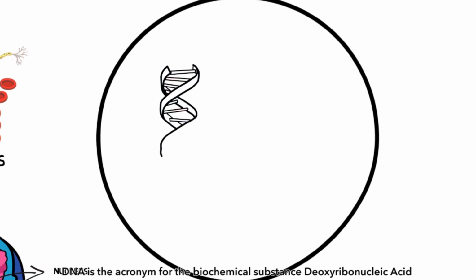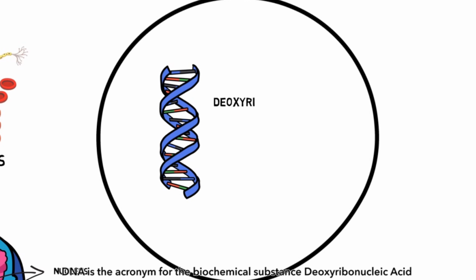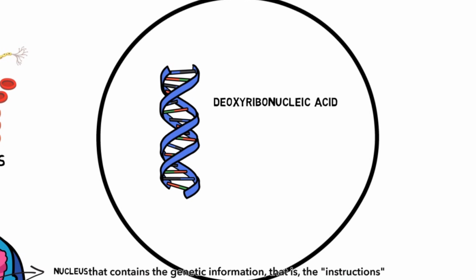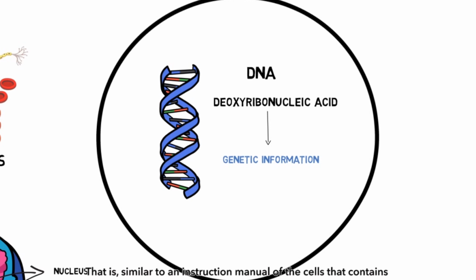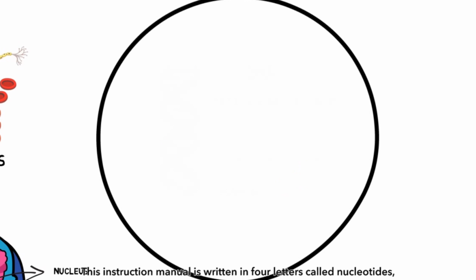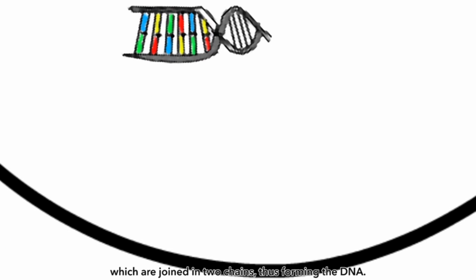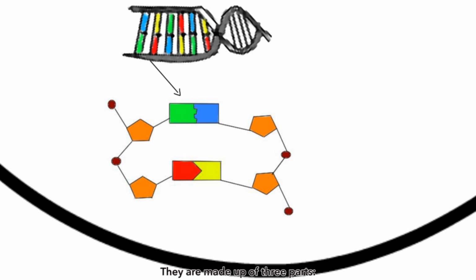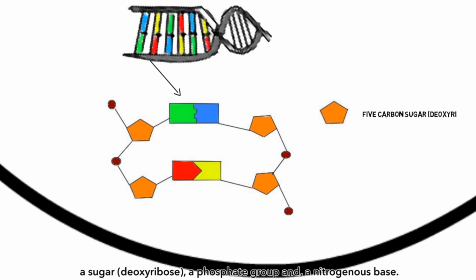DNA is the acronym for the biochemical substance deoxyribonucleic acid that contains the genetic information, that is, the instructions necessary for the development and proper functioning of the cells. It is similar to an instruction manual of the cells that contains the information to build necessary elements for cellular function. This instruction manual is written in 4 letters called nucleotides, which are joined in 2 chains, thus forming the DNA. They are made up of 3 parts: a sugar, or deoxyribose, a phosphate group, and a nitrogenous base.